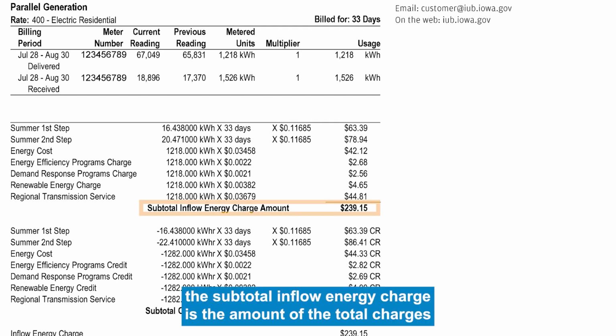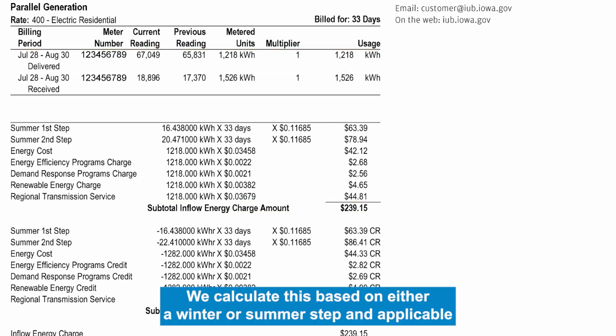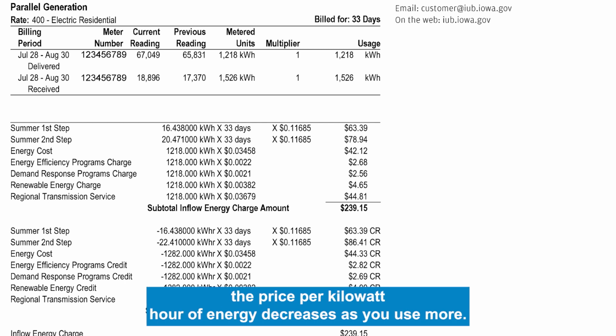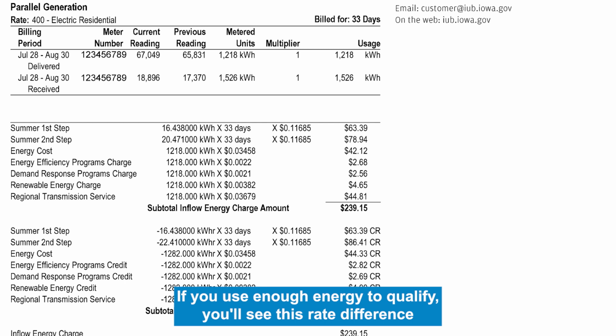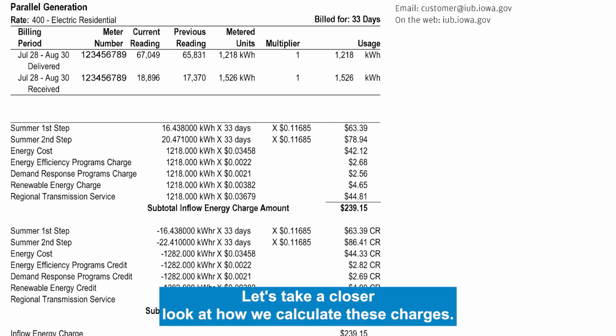Moving on, the subtotal inflow energy charge is the amount of the total charges for the electricity Alliant Energy delivered to your home. We calculate this based on either a winter or summer step and applicable tariffs for your rate schedule. During certain months of the year, the price per kilowatt hour of energy decreases as you use more. If you use enough energy to qualify, you'll see this rate difference reflected on your bill as steps. Let's take a closer look at how we calculate these charges.